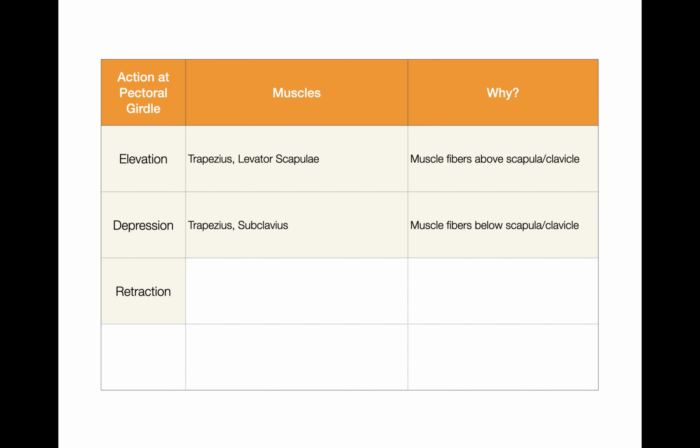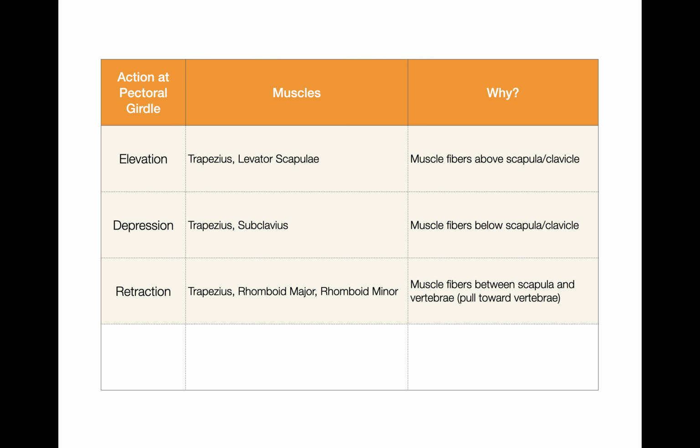Retraction is to pull the scapula towards the vertebrae, so to retract the shoulder towards the back, if you will. So in order to do that, these muscle fibers must be located between the scapula and the vertebrae, ultimately pulling toward the vertebrae because the vertebrae aren't going to go anywhere. So when these muscles contract, when they shorten, that scapula moves towards the vertebrae.